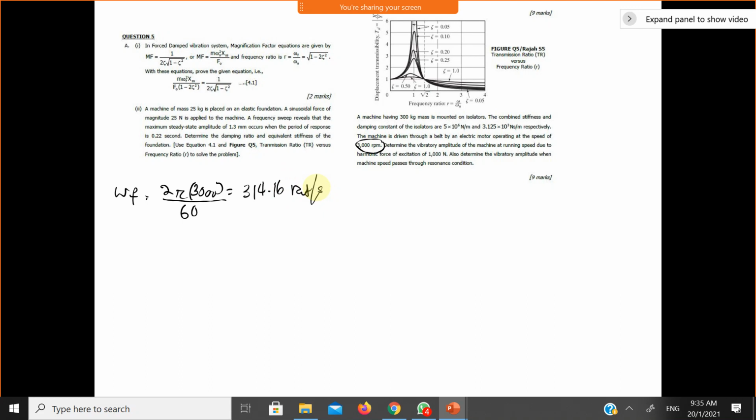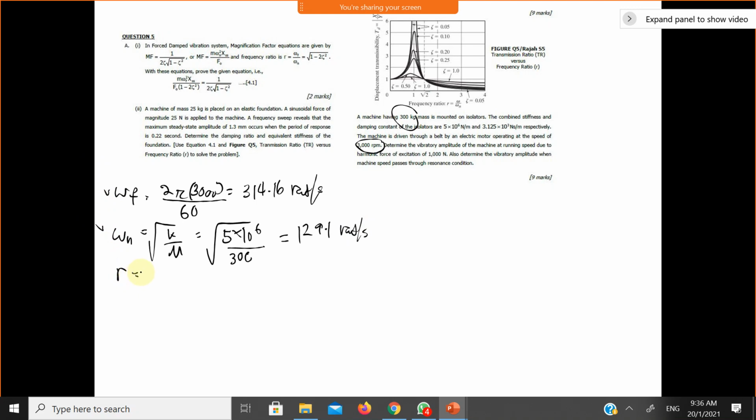And then after that, find omega n. So how to find omega n? Square root of K over M. Square root of 5 times 10 to the power of 6 over M, which is 300. Correct? M is 300. So the answer is 129.1 radian per second.